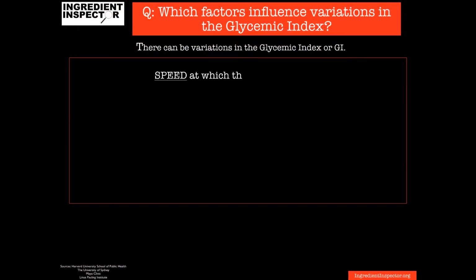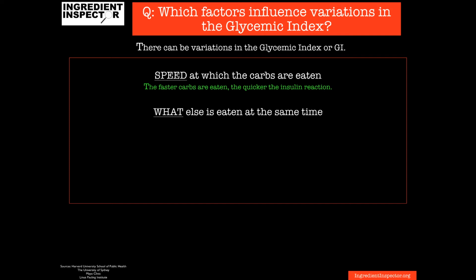Other variations include the speed at which the carbs are eaten. The faster carbs are eaten, the quicker the insulin reaction, right? The faster something goes into our mouth and we consume it, the quicker it's going to enter the bloodstream.